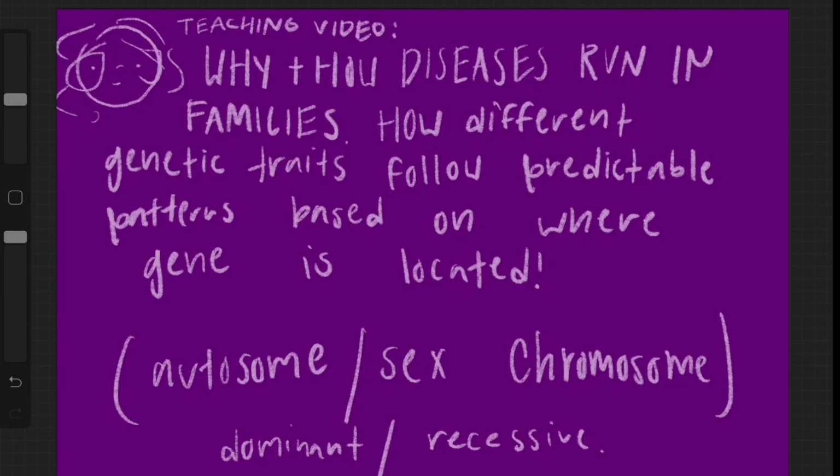In this video, I'll be going over why and how diseases run in families, and how different genetic traits follow predictable patterns based on where the gene is located, autosome or sex chromosome, and whether it is dominant or recessive.